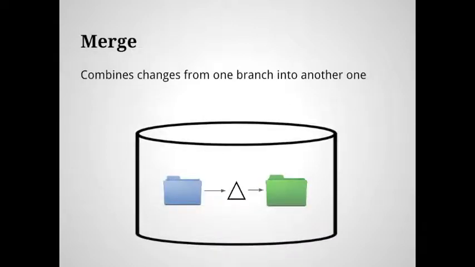Branches are all contained within your local repository unless you choose to share them outside, but you have to do that explicitly. When you're ready to merge changes between branches, that's also done with a simple command. And really all that merge command is doing is combining changes from more than one branch within that repository.